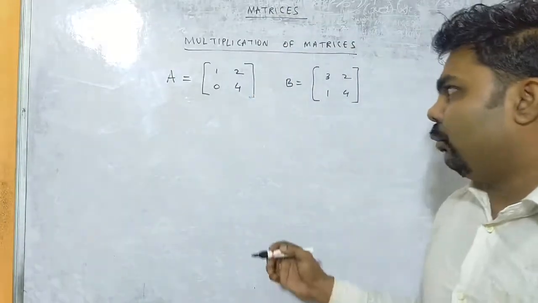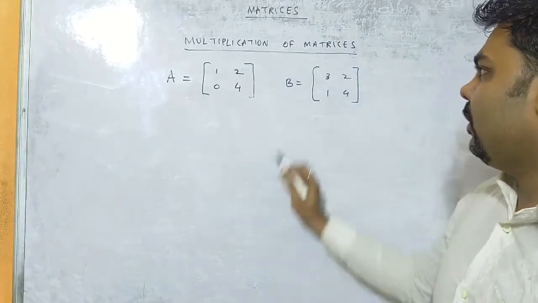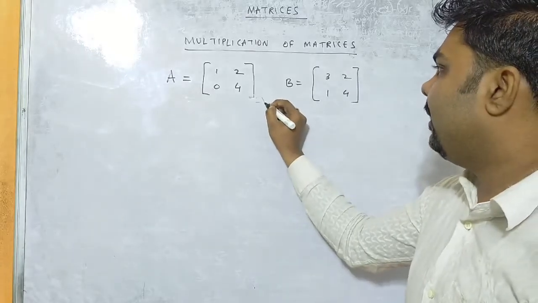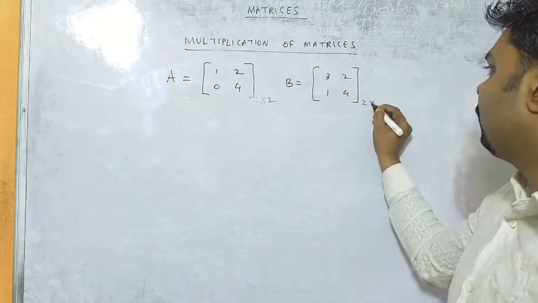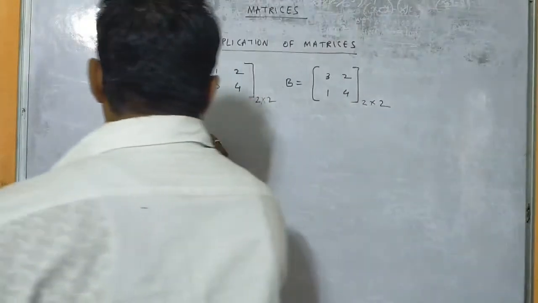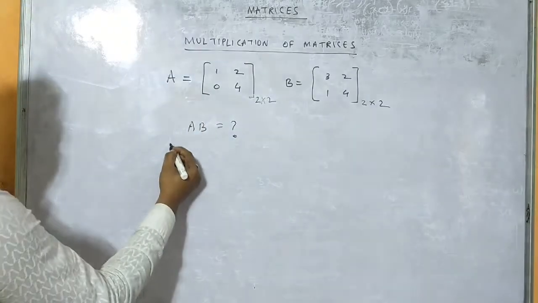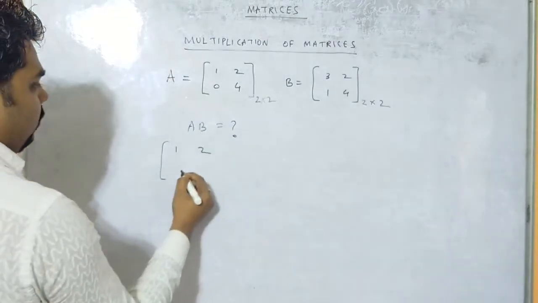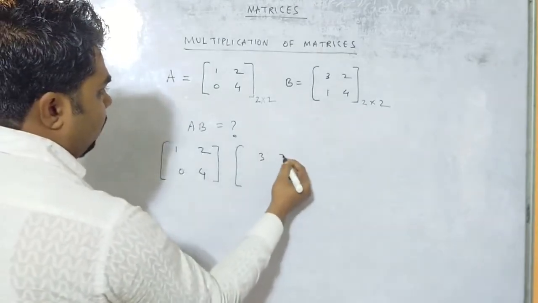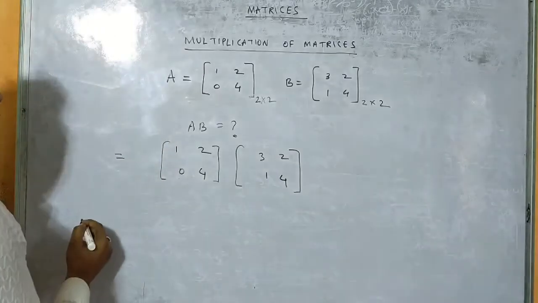On the board you see I have noted down matrix A, which is given by 1 2 0 4, and matrix B is 3 2 1 4. The order of both matrices is 2 cross 2. Right, now we need to find AB, that means the product of these two matrices. So A is 1 2 0 4 and B is 3 2 1 4. This one we have to multiply, right?